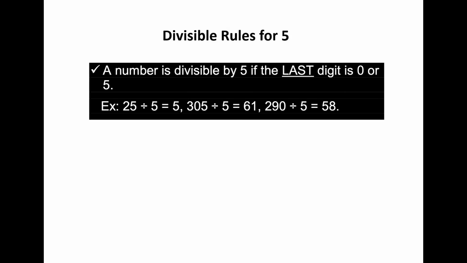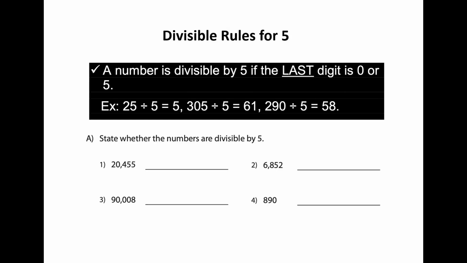Okay, divisible rules for 5. It basically states that a number can be divisible by 5 if the last digit ends in 0 or 5. So, for example, here I have a big number here, 20,455. Because I know that the last number ends in 5, I can just say this entire number can be divided by 5. So I'm going to say it's divisible by 5. Yes.